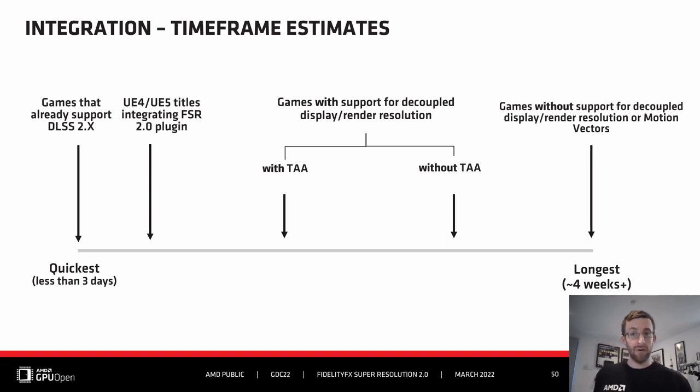In terms of how long an integration should take, it will vary with the circumstances presented. However, as a rough guide, we expect the quickest integration to come from games which already support existing temporal upscaling or Unreal titles integrating the FSR 2.0 plugin. Next, games that have support for decoupled render and display resolutions come into 2 categories, with games supporting TAA being quicker to integrate. Without TAA will take longer. Lastly, games that do not support decoupled resolutions or TAA or motion vectors will take the longest to integrate, taking weeks.